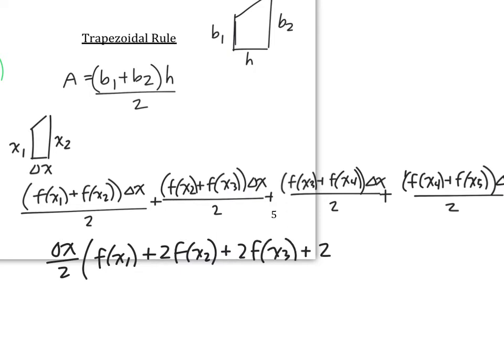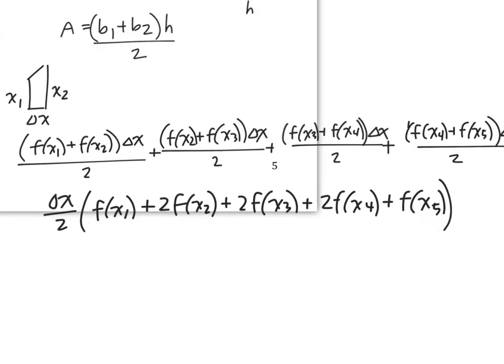Yes. Plus 2 of f, and then f of x5. So everything in between, there are 2 of them, and then the 2 on the end, there's only 1. Okay? All right. Now let's apply this formula to our example.